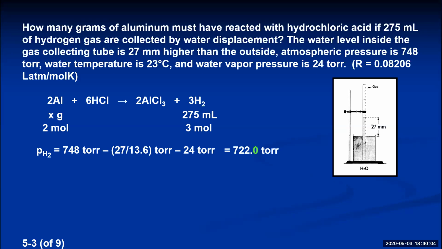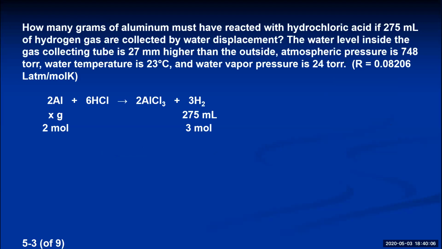Determine the moles of something in the balanced equation. So we're going to calculate the moles of hydrogen gas by going PV over RT. The pressure that we just calculated needs to be switched to atmospheres, the volume needs to be switched to liters, and the temperature needs to be switched to Kelvin.